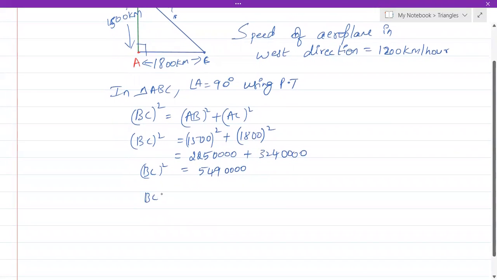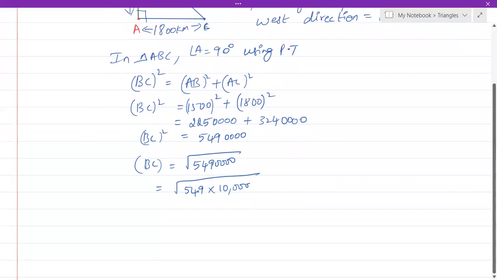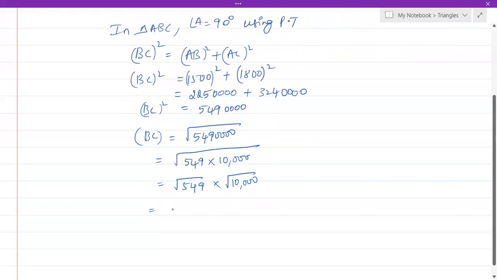Now, BC will become square root of 549 followed by 4 zeros. Now, if you take square root, how many zeros? If you got 4 zeros, it will reduce to half of it. There is 2 zeros. This can be written as 549 into 10,000, isn't it? There are 4 zeros, so I can write like this. So again, if I split it, it will become square root of 549 into square root of 10,000. Square root of 10,000 is how much? 100. So it will become root of 549 into 100, or I can write it as 100 root 549.